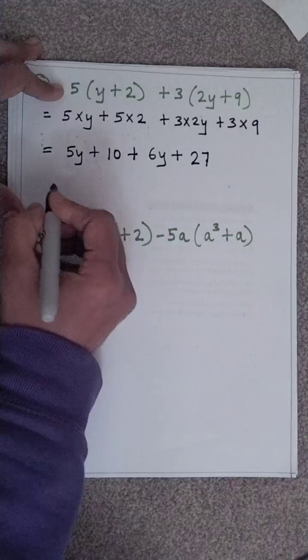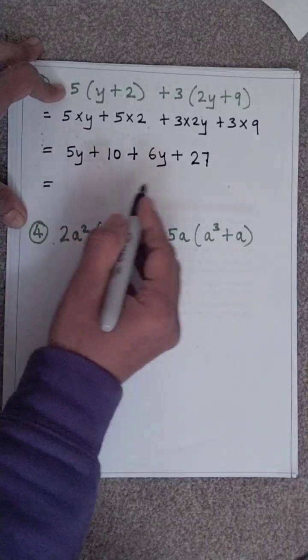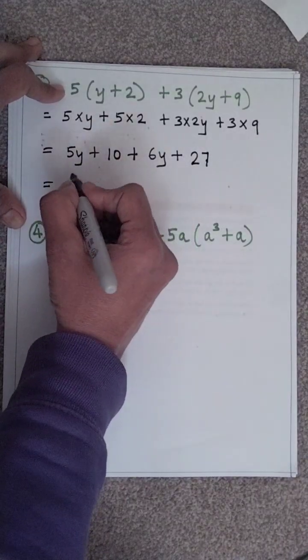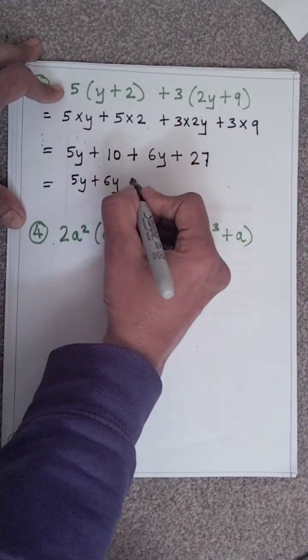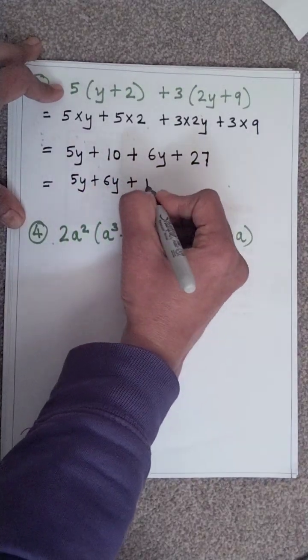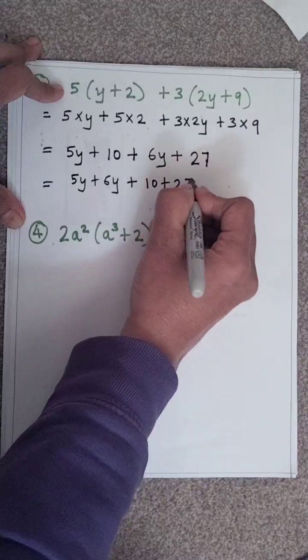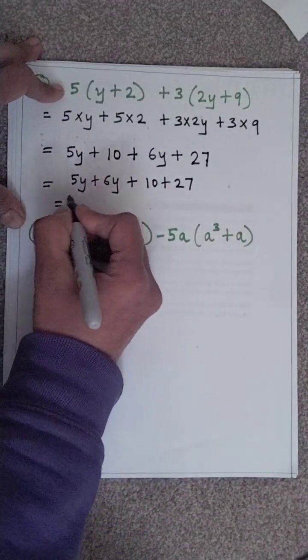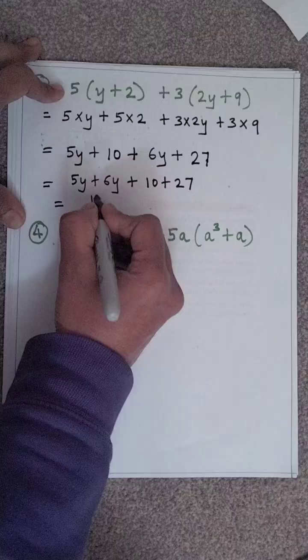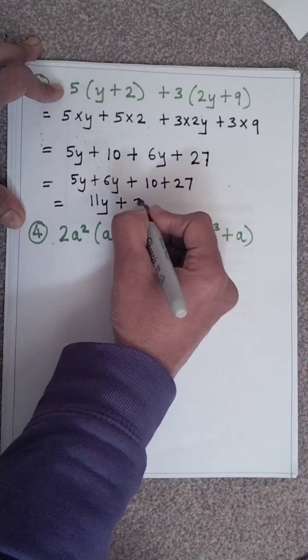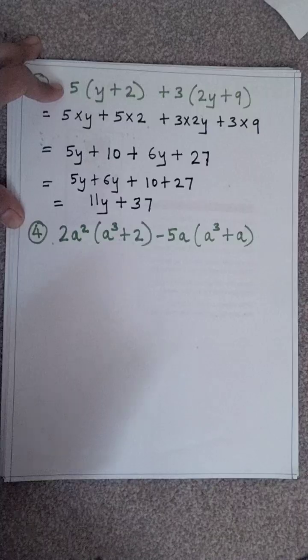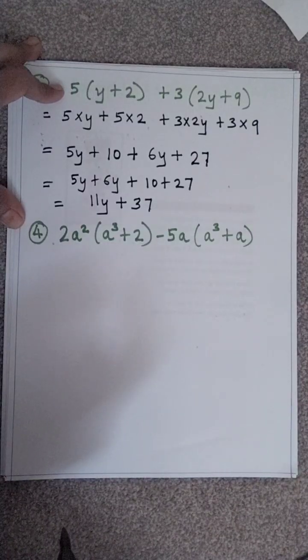Okay, now we bring similar terms together. So 5y and 6y are similar. So 5y plus 6y plus 10 plus 27 we bring together. Just add 5y and 6y becomes 11y plus 10 plus 27 is 37. So this is the required answer.